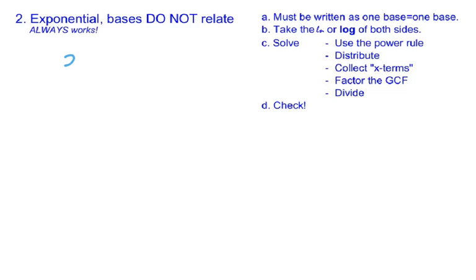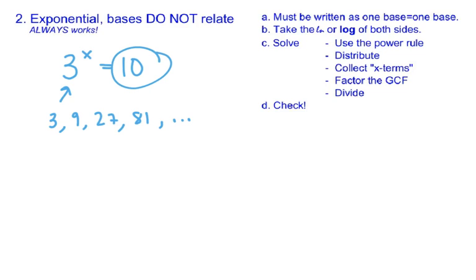So we might have a problem 3 to the x equals 10. Now, I have base 3 on this side, and I know my powers of 3. I've got 3, 9, 27, 81, and none of those are a power of 10. So I can't write either side of this as a base similar to the other side.